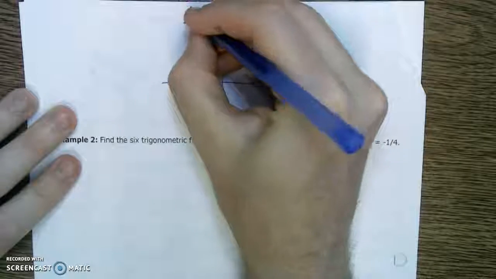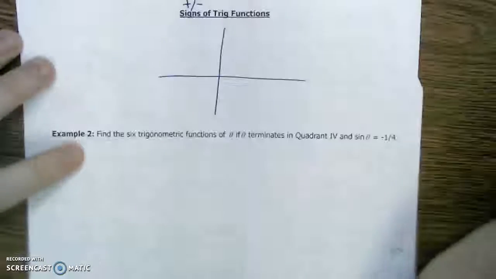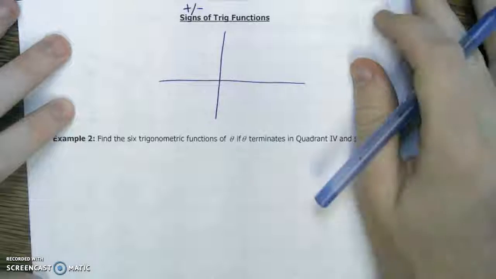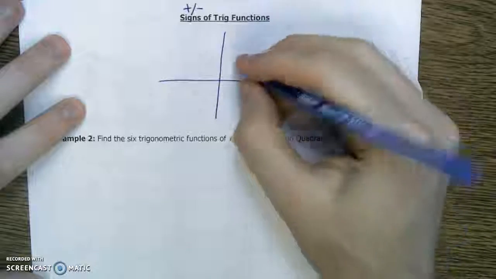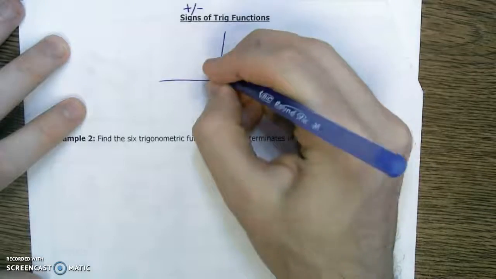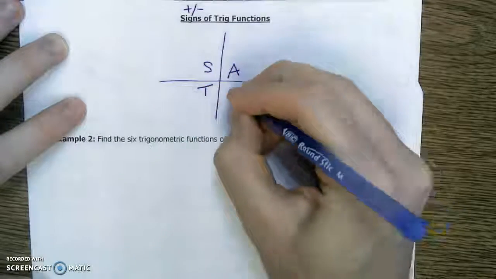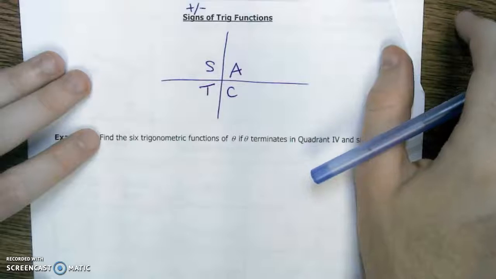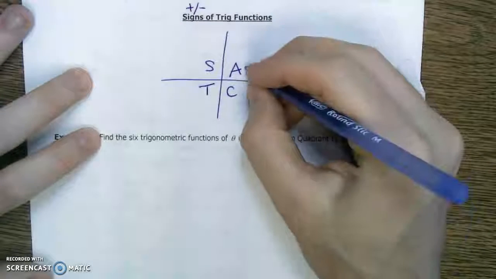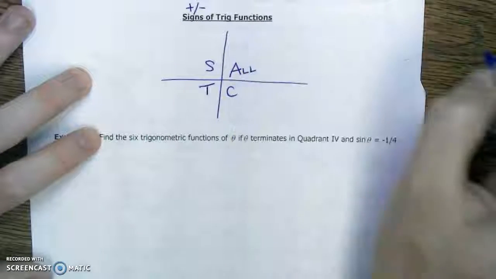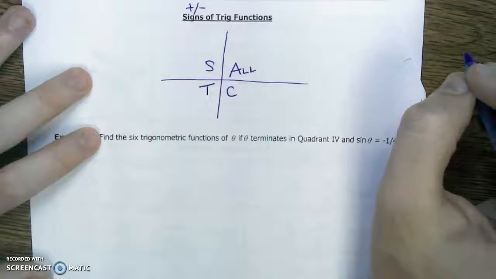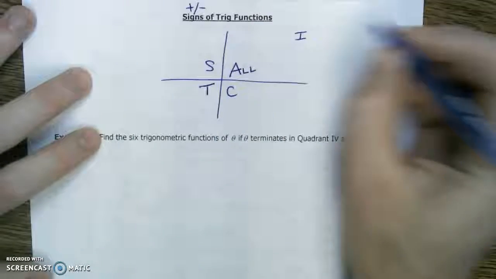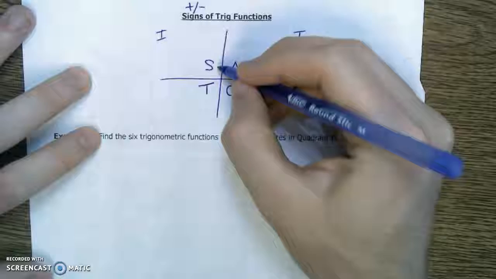Signs of trig functions. Sign meaning positive or negative. So when are the trig functions positive and when are they negative? You can remember All Students Take Calculus. That is a way of remembering what is positive. So A stands for all. All are positive in quadrant 1. Quadrant 2, S stands for sine.